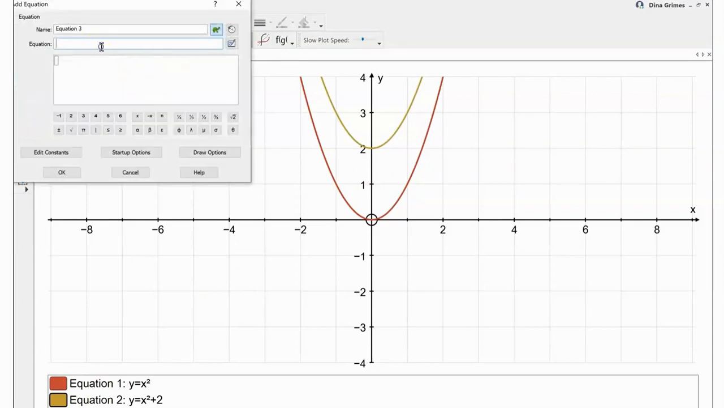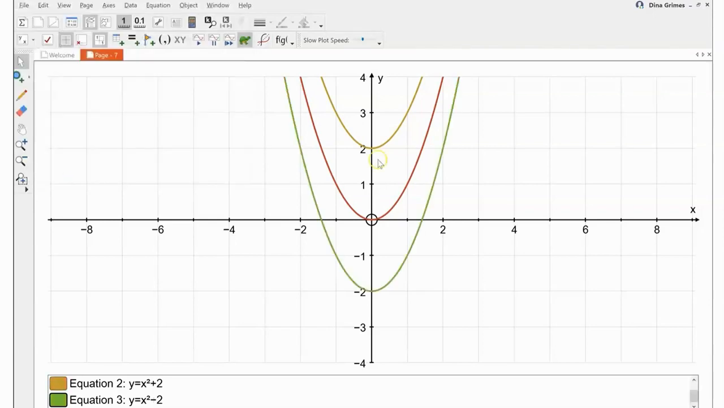Now let us see what happens if we add a negative number. So we're going to subtract 2 from it. That means we're going to be moving the graph 2 units, and this is going to be down as it is minus. So as you can see here, the graph has been moved 2 units down.